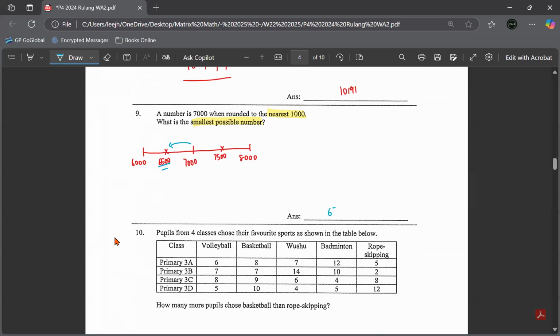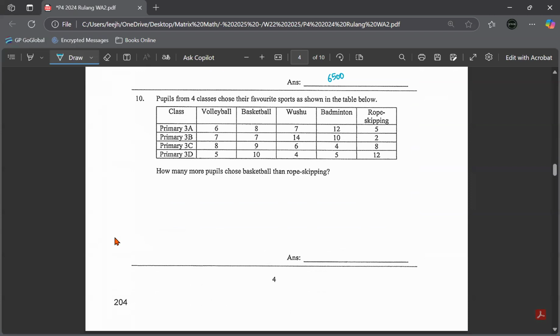Why? Because if you want to round to the nearest thousand, the hundreds place cannot be less. If you minus one, 6,500 minus one is 6,499. The hundreds place is already less than 5. You cannot round up to 7,000. You will round back down to 6,000. So this is not my answer. So your answer is 6,500. That's the smallest.